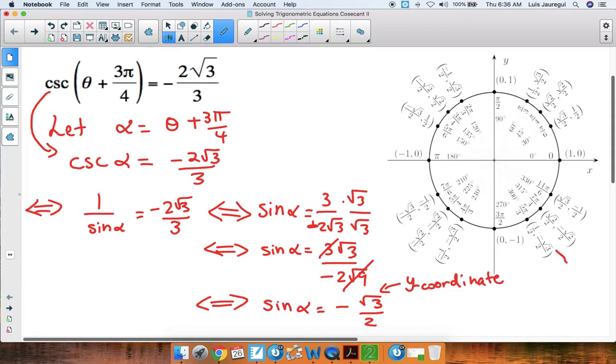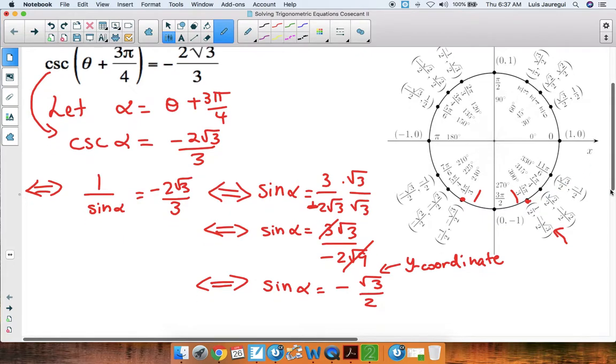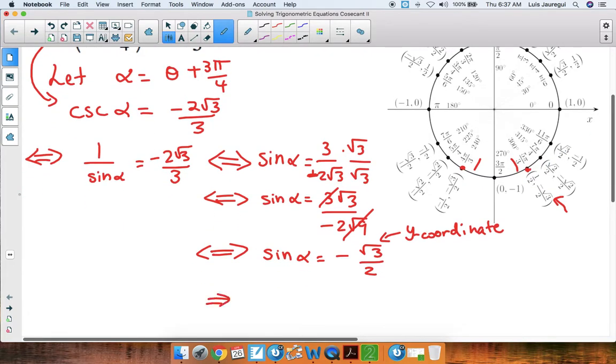Okay, so here's one of those y-coordinates, and if we were to reflect this particular point corresponding to that across your y-axis, we should be able to get the other one. So the angles corresponding to that are 4 pi over 3 and 5 pi over 3. So we know that alpha could be either 4 pi over 3 or 5 pi over 3. So now using those values, we need to solve for theta.